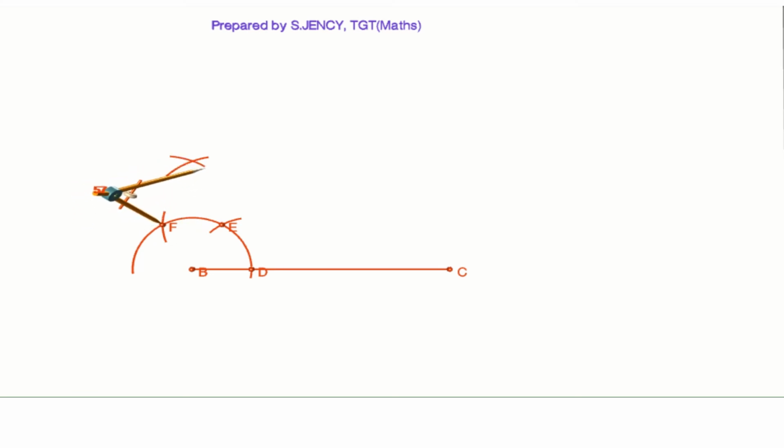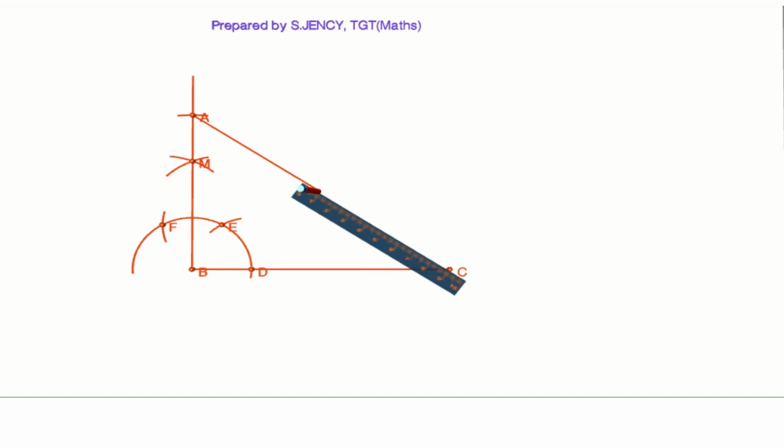Yes. Now I have to join this. First I will mark the intersection point as M. Now I will join this. So this is my 90 degrees. So from B I am marking an arc to A. So here AC is... I have joined AC.